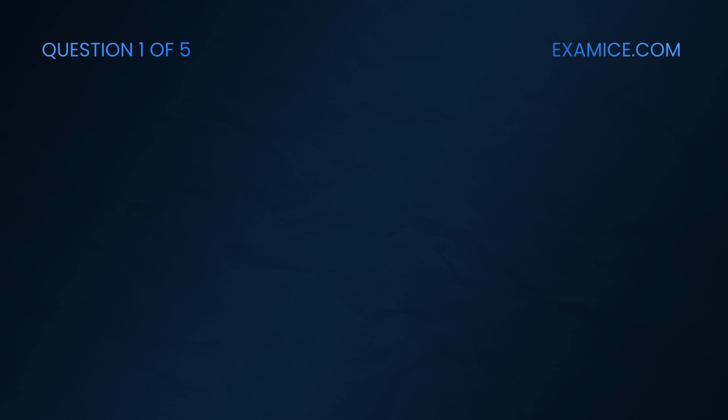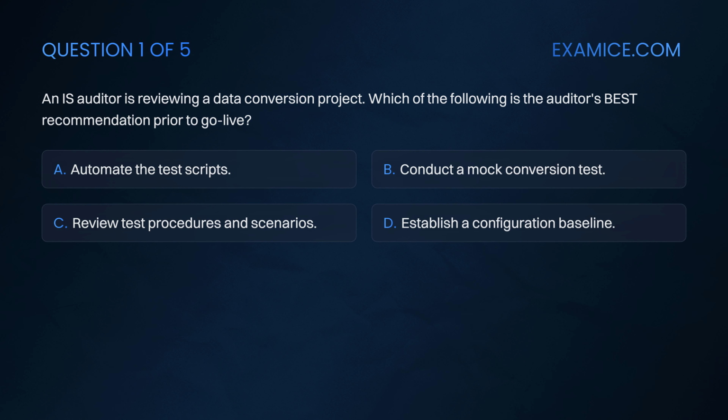Question 1. An IS auditor is reviewing a data conversion project. Which of the following is the auditor's best recommendation prior to go-live? Option A, automate the test of scripts. Option B, conduct a mock conversion test. Option C, review test procedures and scenarios. Option D, establish a configuration baseline.